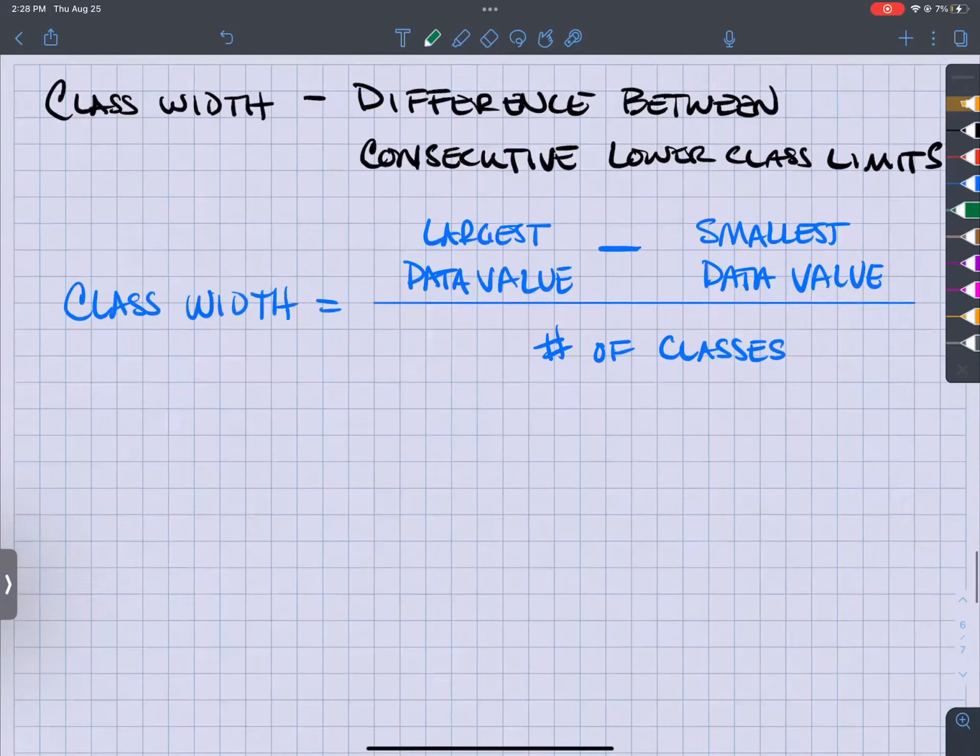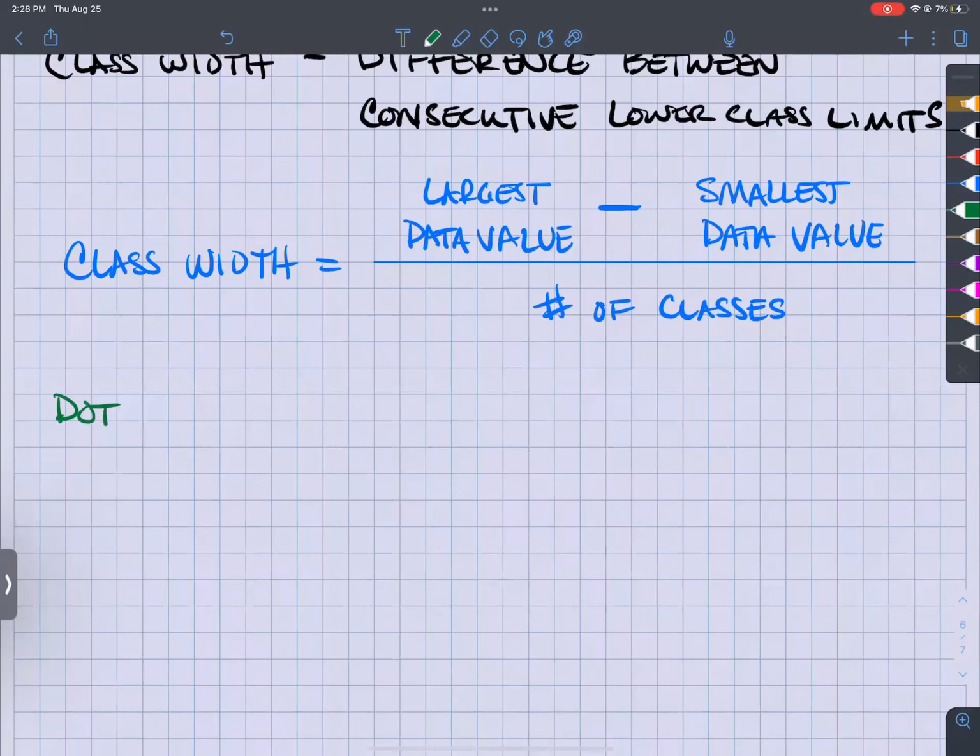The last thing I want to talk about is dot plots. I'm going to give you the definition of dot plots here.